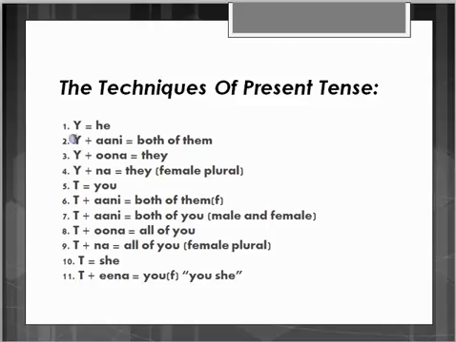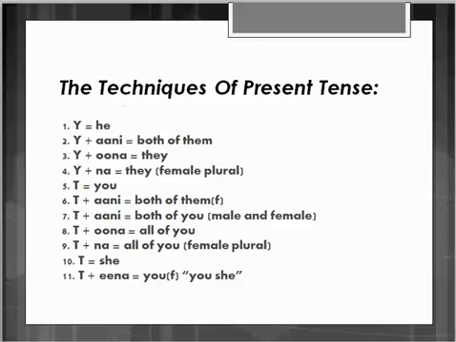So what's the change? First, just a simple ya for the he, and ya plus ani for both of them, ya plus una for they, and ya plus na for they, and the ta shows up after the female plural. So this is just easy.